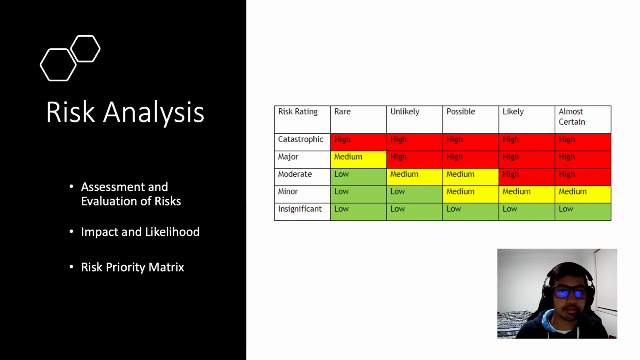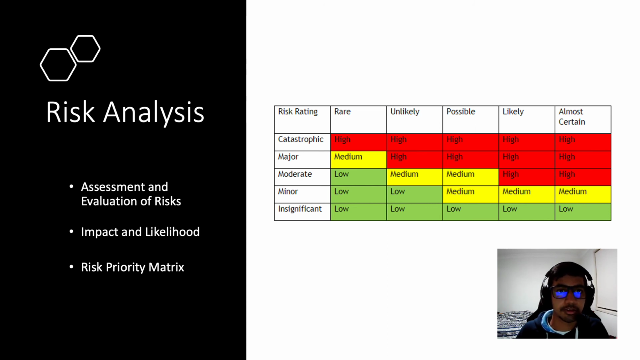Risk analysis. The risks that were identified are assessed and evaluated to determine their level of impact and likelihood of occurring during the project. This allowed the project manager to have an understanding of which risks were more detrimental to the project than others, and which risks had more priority over others.